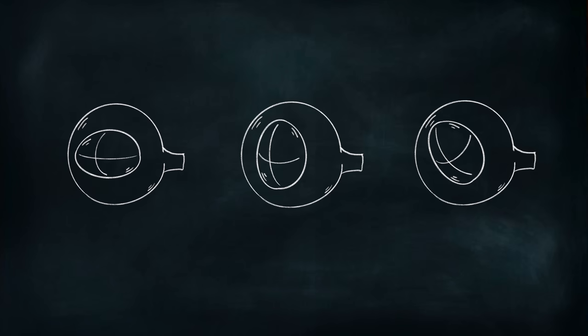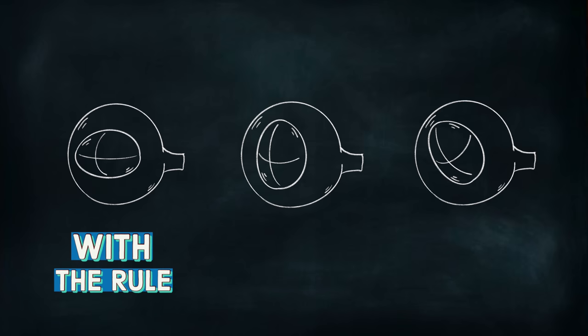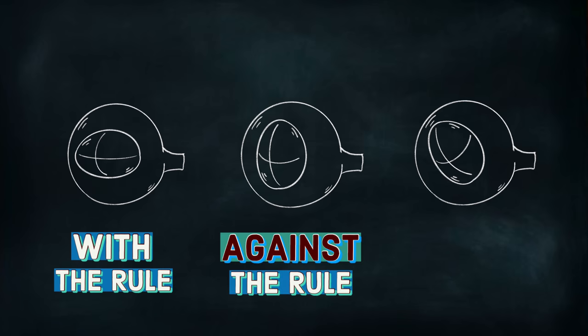There are also different types of astigmatism too. If the cornea happens to be longer horizontally, then we have what is known as with the rule astigmatism. If it's longer vertically, we have against the rule astigmatism. And if it's longer diagonally, it is considered oblique astigmatism. And you'll see in a minute why this matters. But let's get right into it.